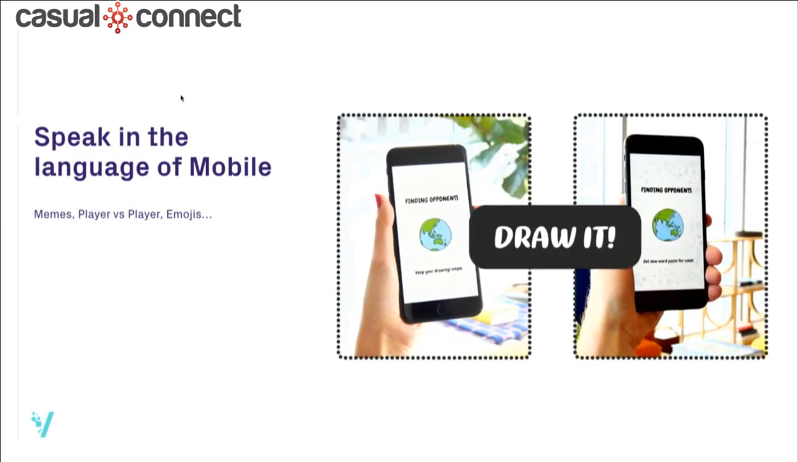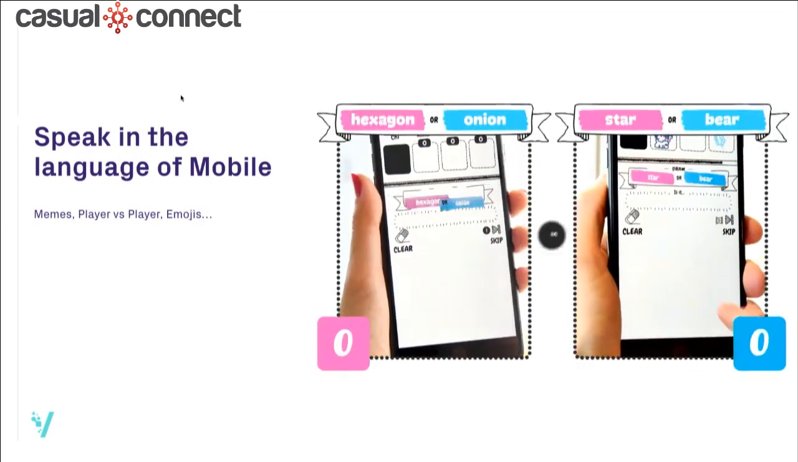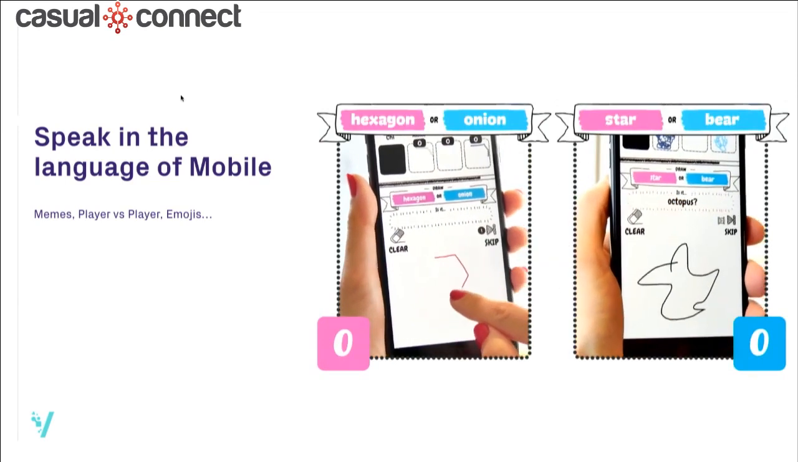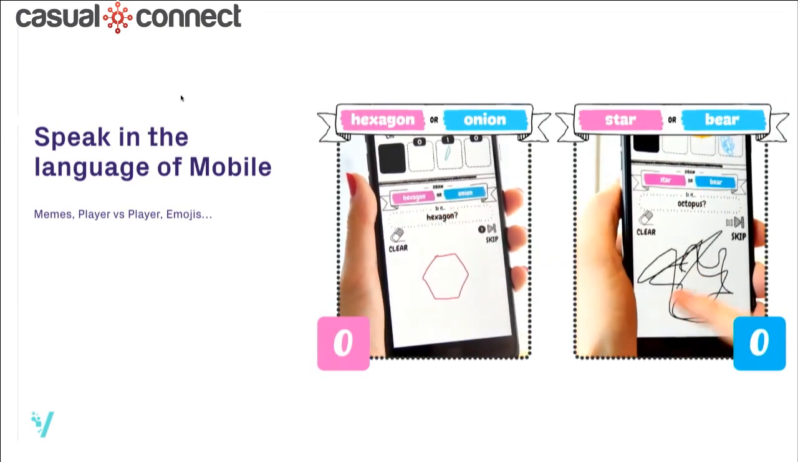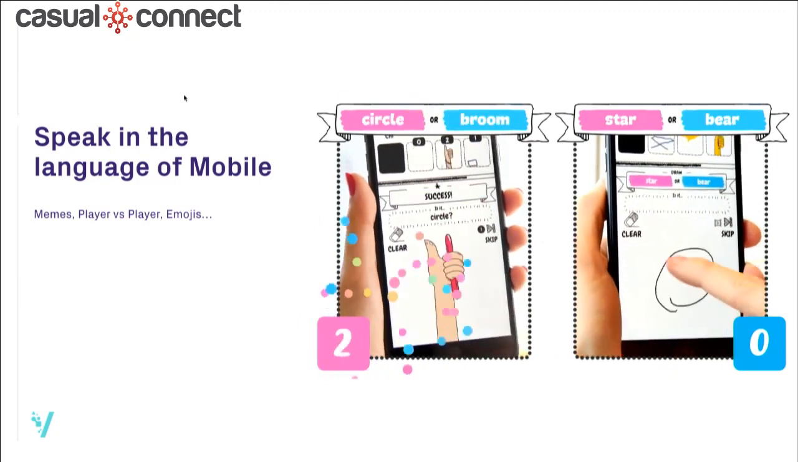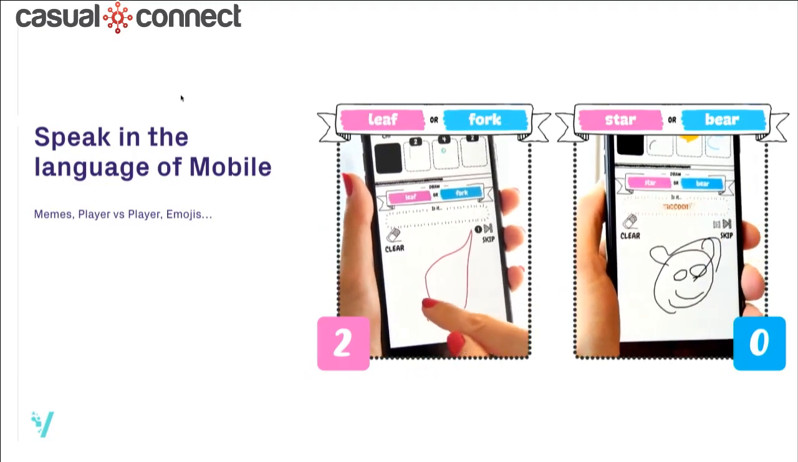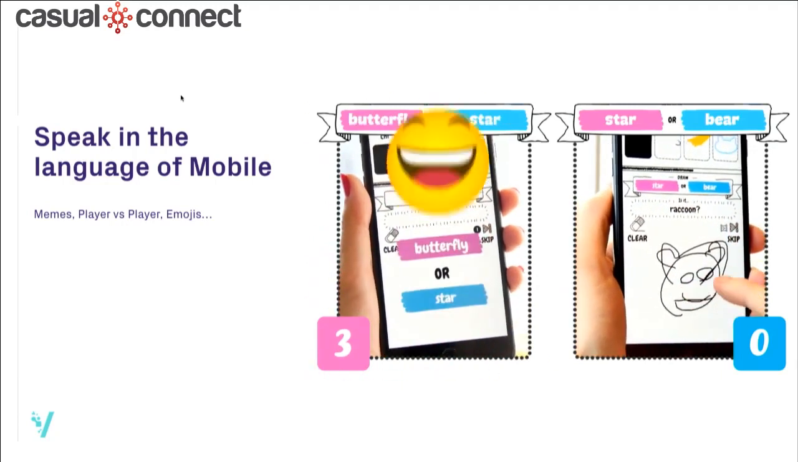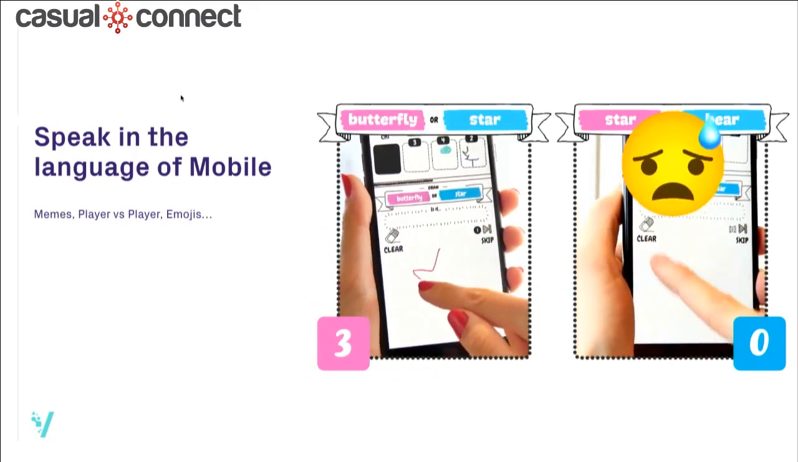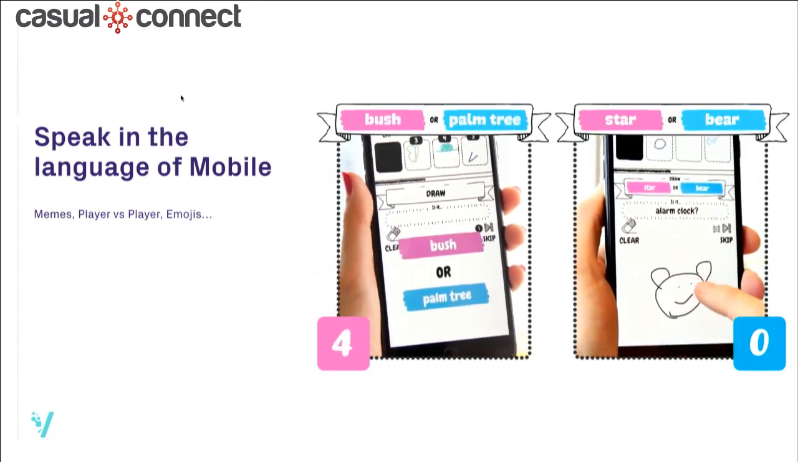Also, speak in the language of the mobile device. Vungle is a mobile ad network, so we're really focused on the mobile device. What does that mean? It means utilizing memes, player versus player, and emoji. And here we've got an example of a very recent Vungle-produced video where we've really encompassed some of that player versus player and emoji elements into the video. We find this super engaging. You're speaking to the user in the language of the device they're viewing the ad on.